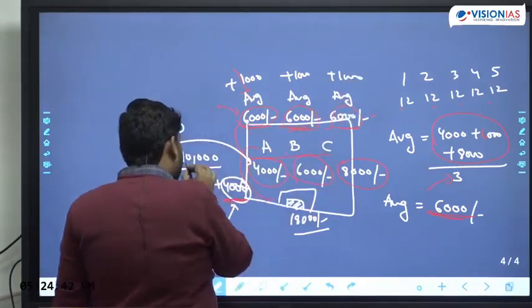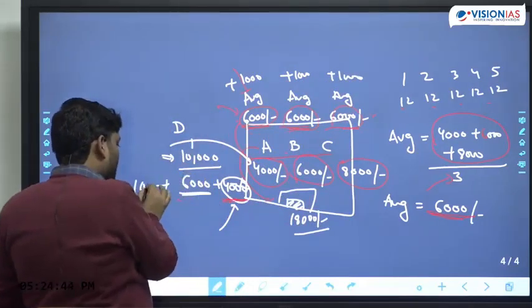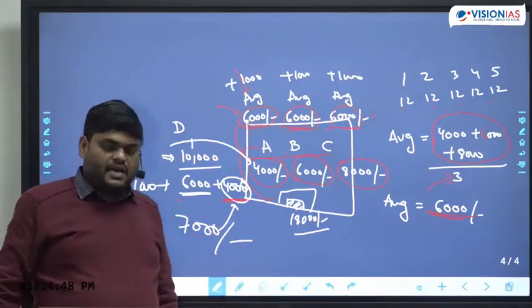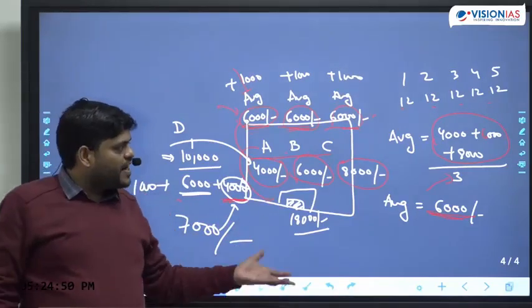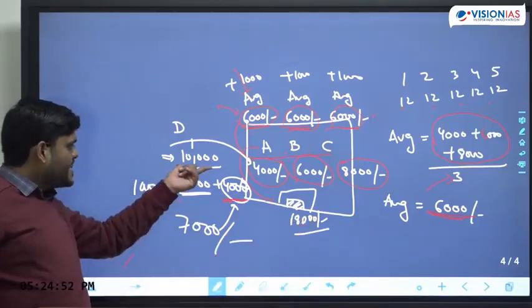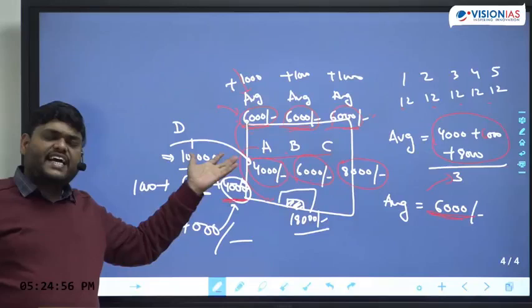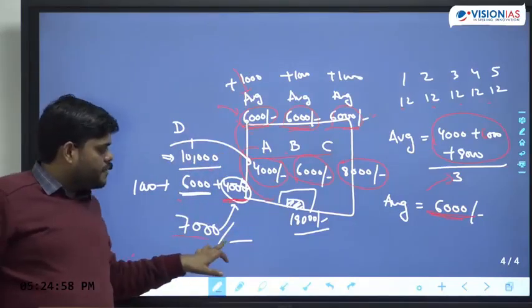So can I say what is the new average? The new average will be 7,000. And we can find out with the help of formula also. 10,000, 20,000, 28,000. 28,000 divided by 4, answer will be 7,000.